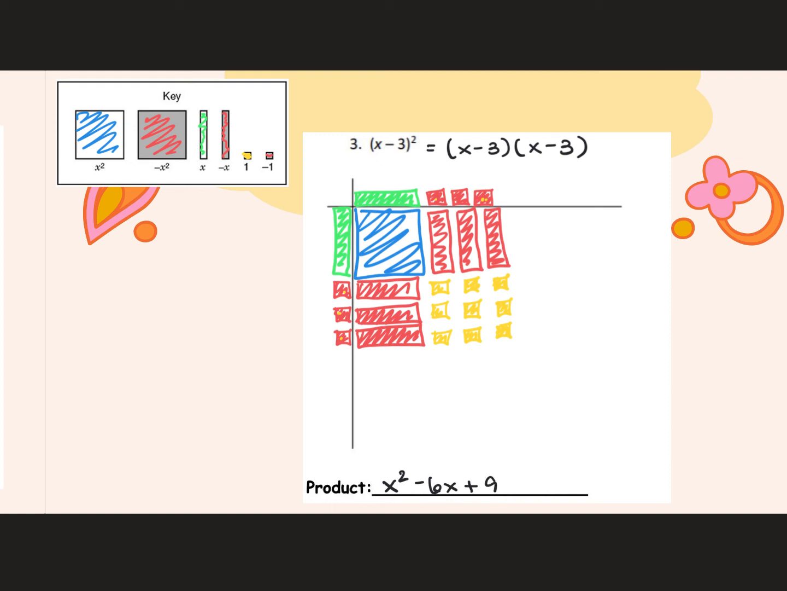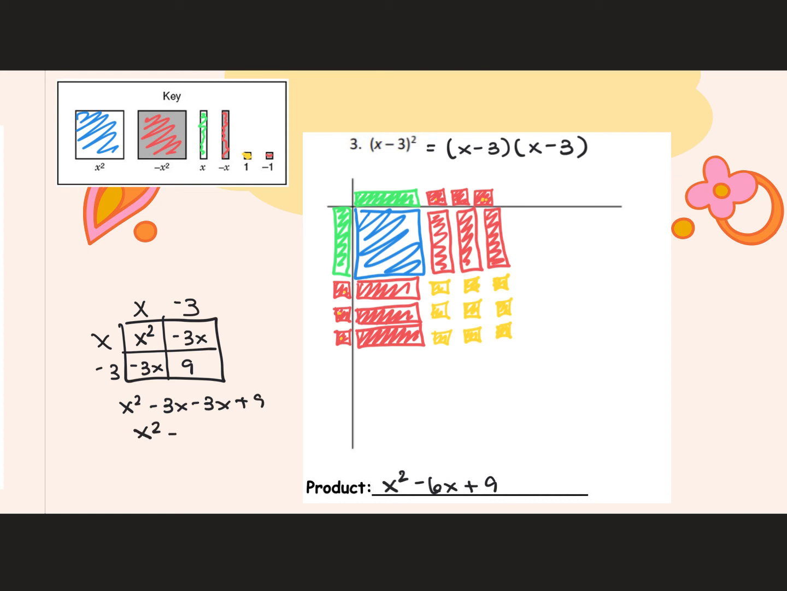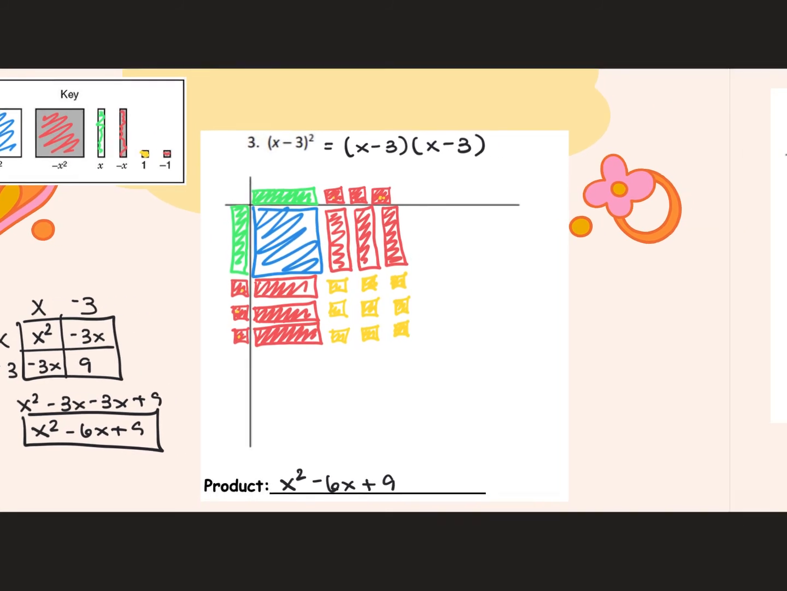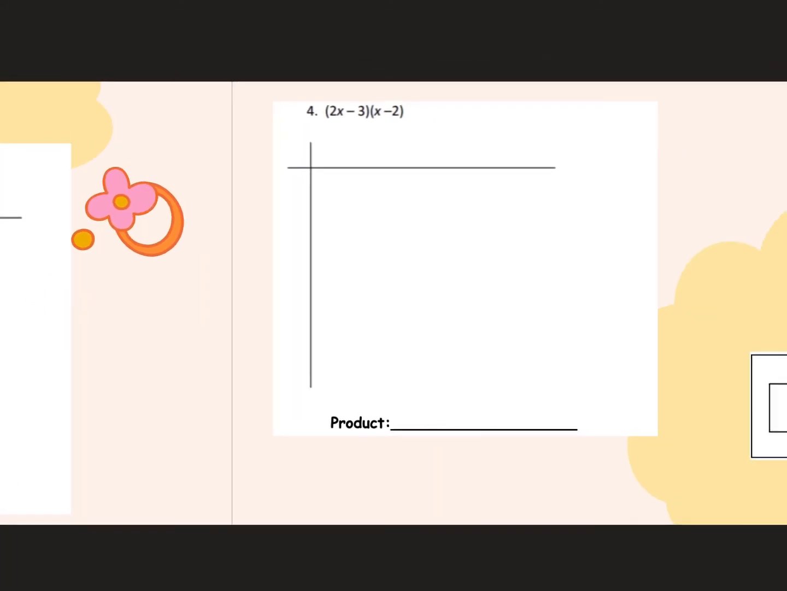Again, we could have quickly used FOIL or the box method to show us, and I'll do that really fast right here. x minus 3, x minus 3. We have x squared, negative 3x, negative 3x, 9. x squared minus 3x minus 3x plus 9. x squared minus 6x plus 9. All right.